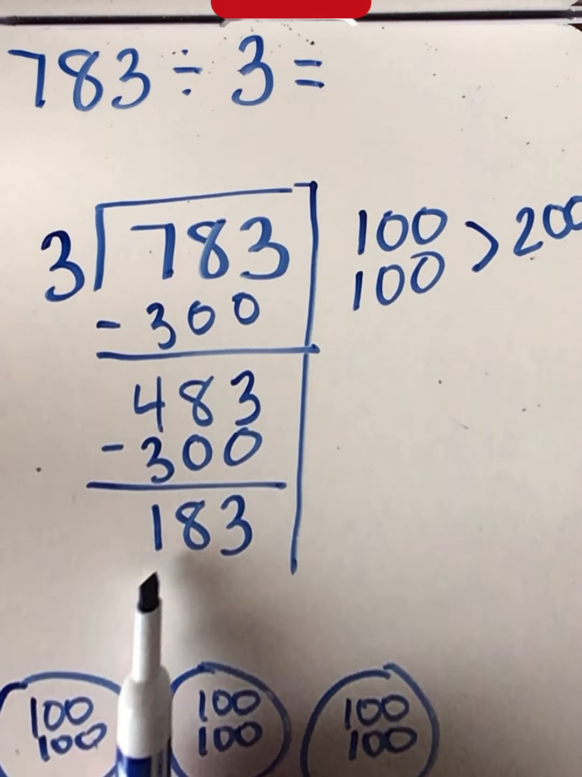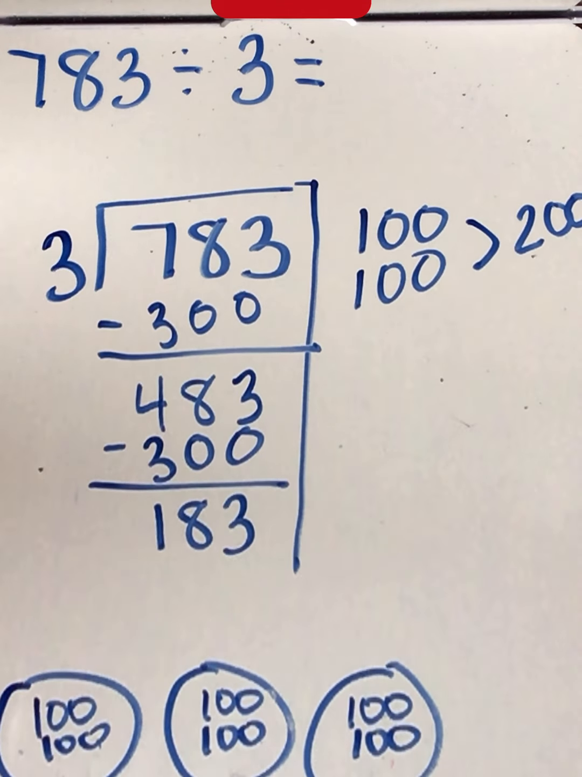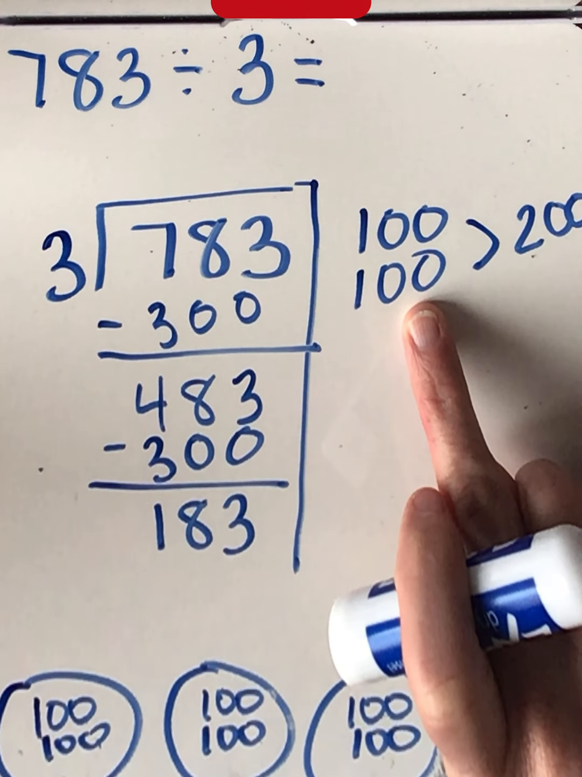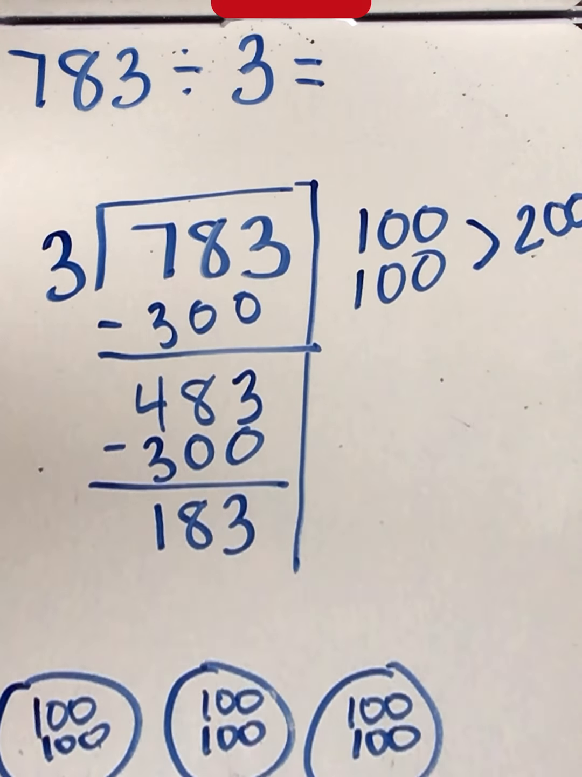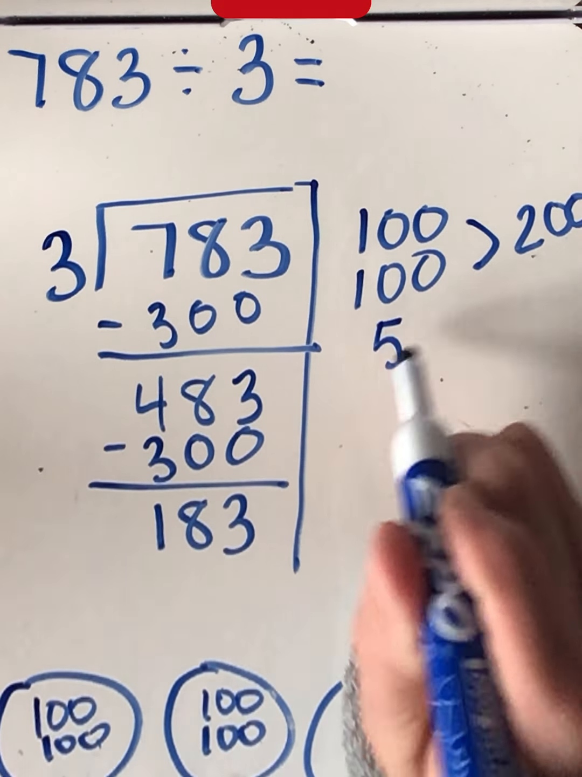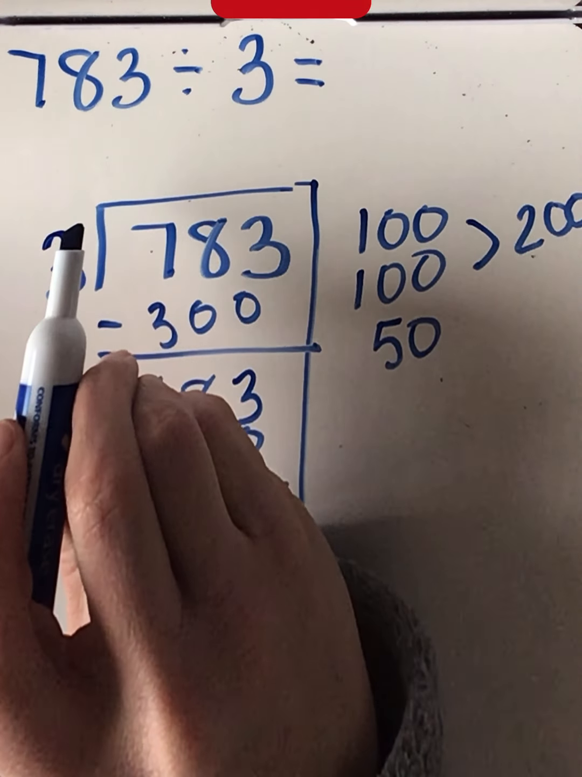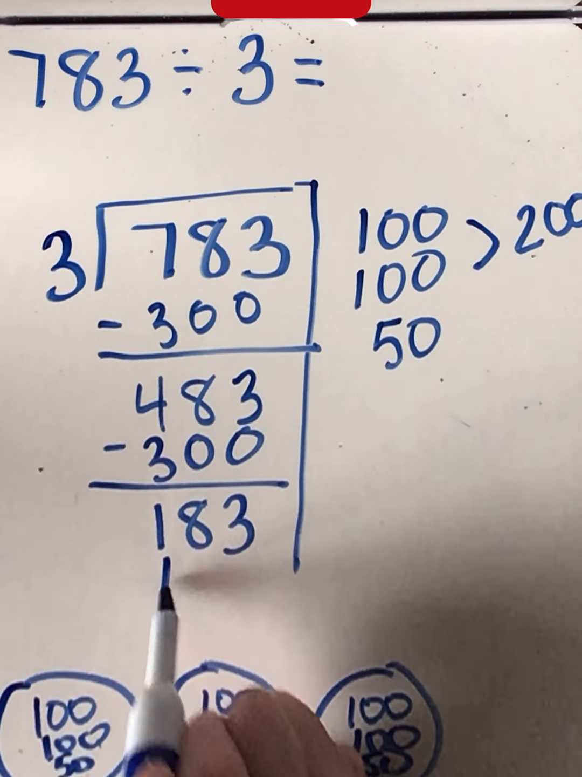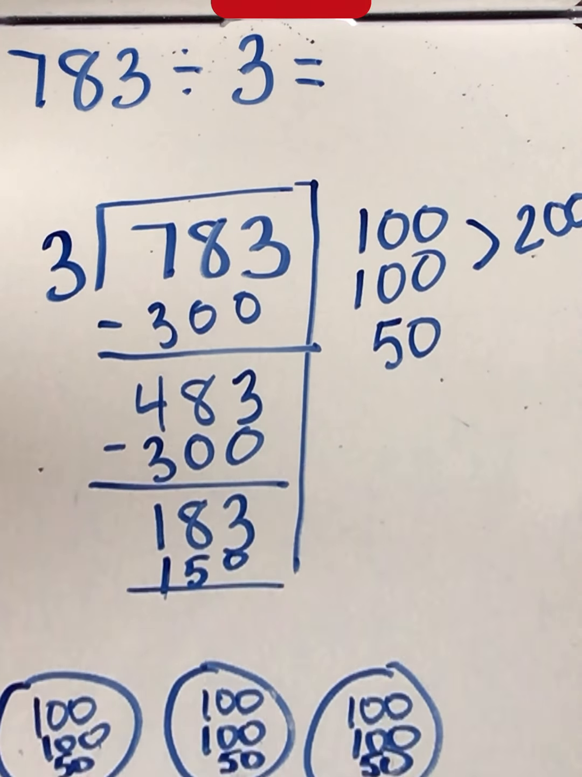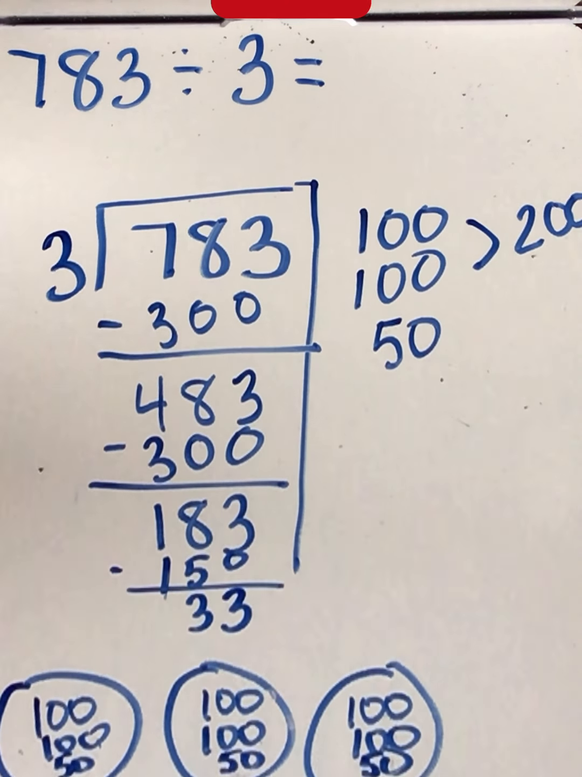So now we have 183 left to divide up. So now I'm thinking, okay, I can't give another 100 because that was 300 and I only have 183 left. But what if I gave them all 50? So again, 50, 50, 50. 50 times 3 is 150. So I just gave 150 more. I need to subtract that from my total. And now I only have 33 left.